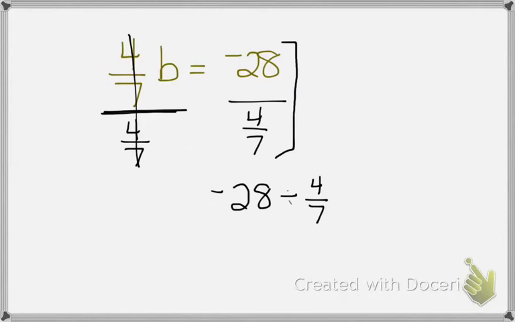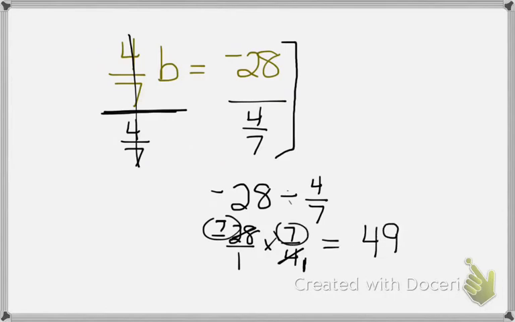And yes, Mr. Reyes did learn bikini law, by the way. So he would do -28, keep it, change it, flip it. That's meant to say times 7/4. I messed it up. And then he would do bikini pairing. 4 and 28 can be divided by 4s. Here's my 1, my 7. And he would multiply and say -7 times 7 is 49. Negative 49. And therefore his answer key was b = -49. Now that's the long method.